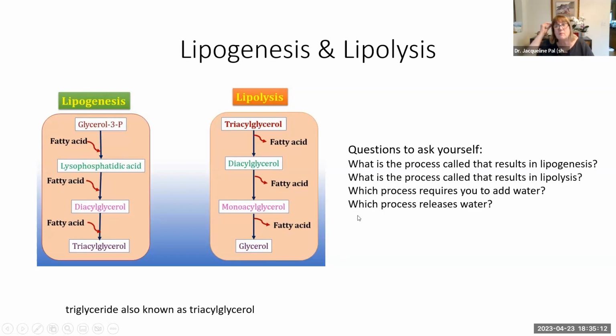So I want you to make some connections to stuff we've already talked about in this chemistry of life section. What is the process called that results in lipogenesis? What's the process called that results in lipolysis? Of those two processes, which one is going to require water? Which one is going to release water? Which one is going to require energy input? Which one is going to release energy?